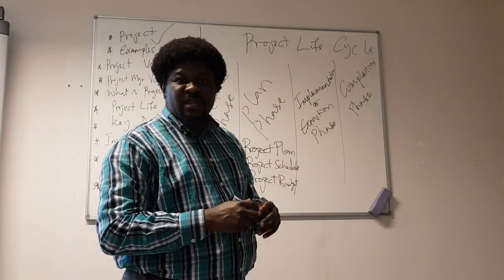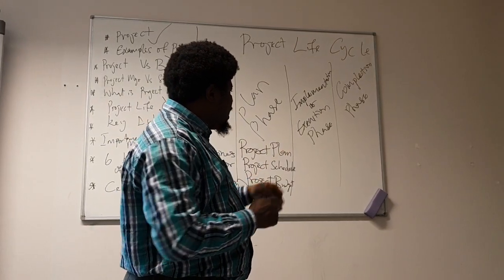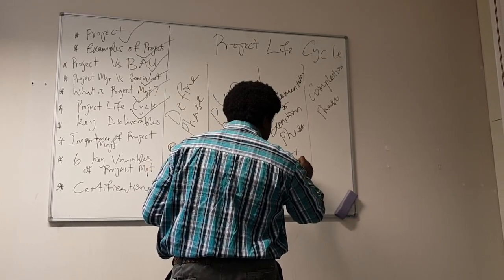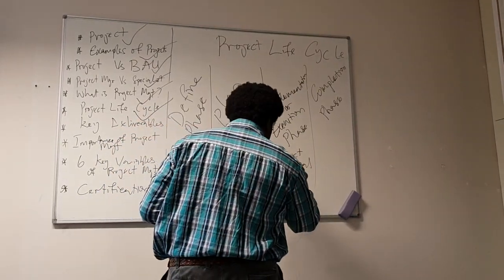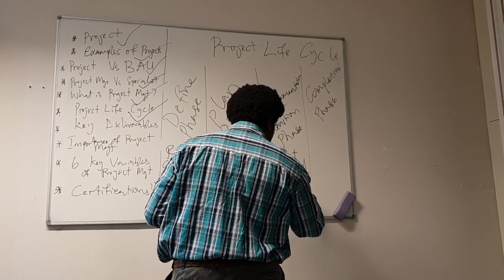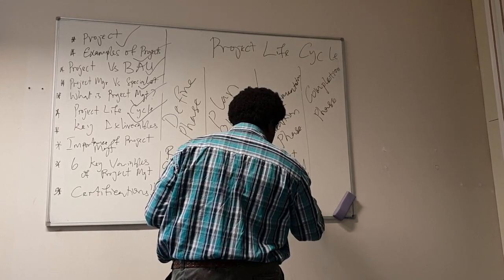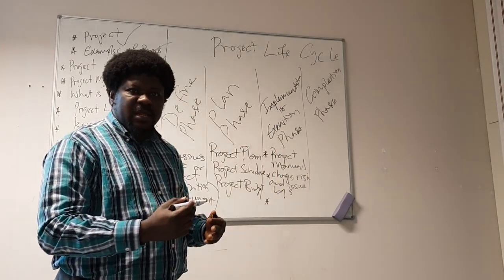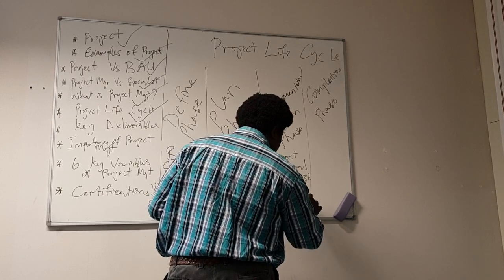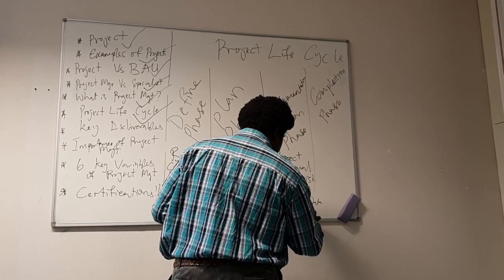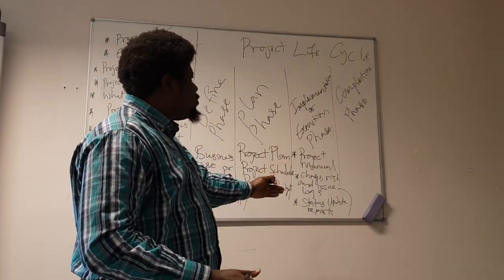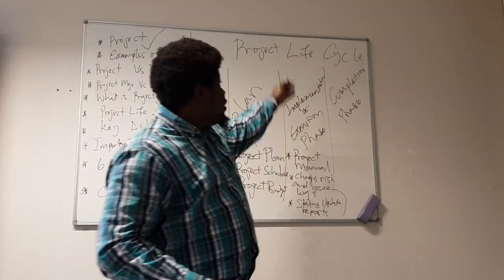In the third phase of the project, where you have the execution of the project proper, the key deliverables are the project manual, because the project manual tells you exactly how to go about the project. Then you have the change, risk, and issue logs. And lastly, you have to update whatever is happening, so you have the status update reports. These are the project key deliverables for the third phase of the project.